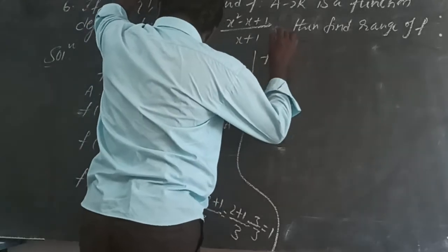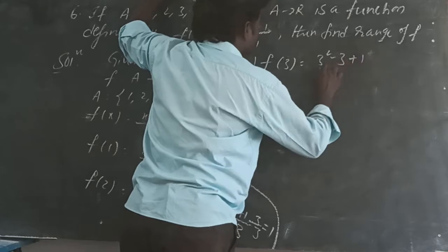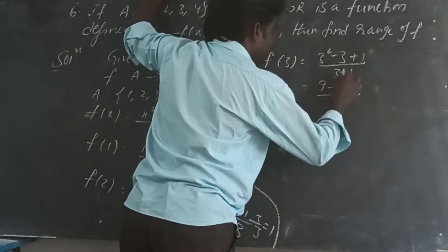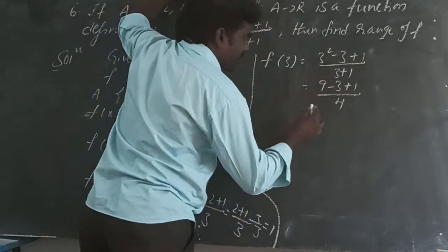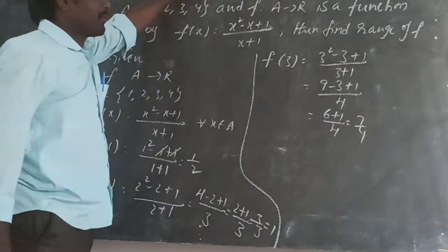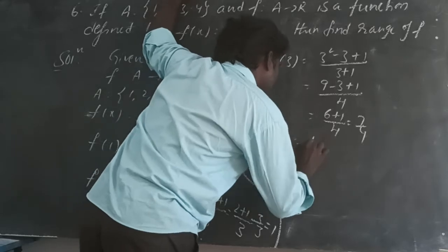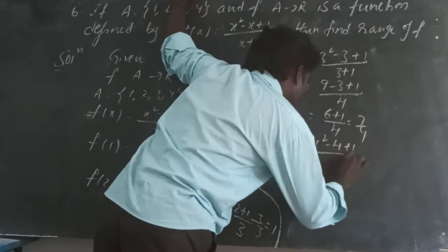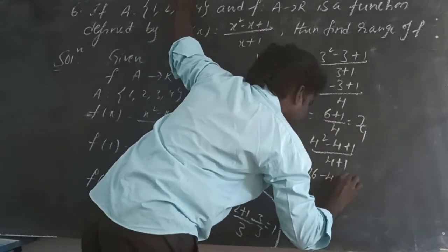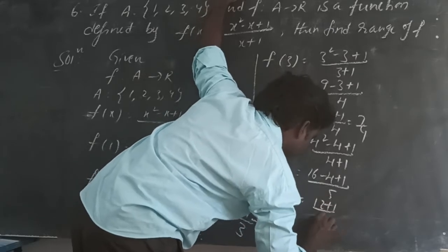Okay, next f of 3, that is equal to 3 square minus 3 plus 1 by 3 plus 1. 3 square 9, 3 plus 1 4. 9 minus 3 6. 6 plus 1 by 4, that is equal to 7 by 4. The 3 is mapping the element 7 by 4. Okay, next f of 4. Okay, that is equal to 4 square minus 4 plus 1 by 4 plus 1. So 4 square 16. 16 minus 4 plus 1 by 5. That is 16 minus 4 12. 12 plus 1 by 5. That is equal to how much?